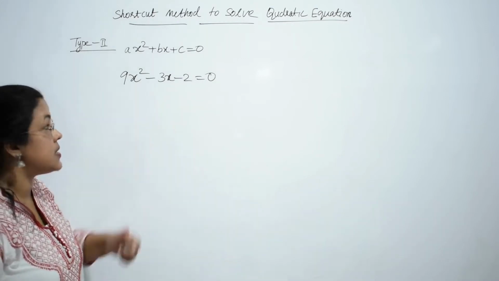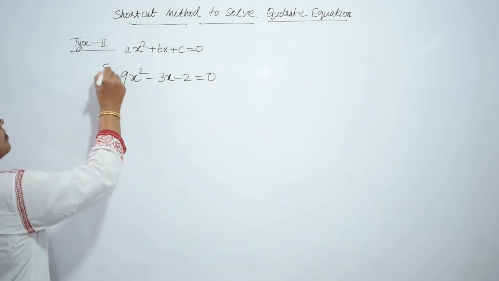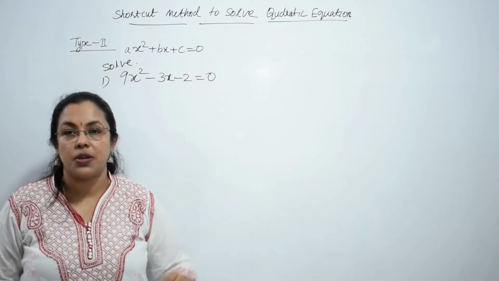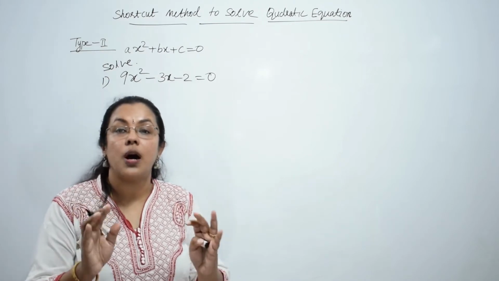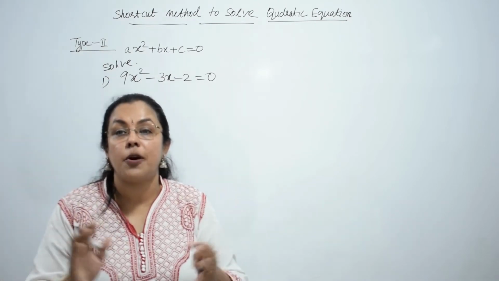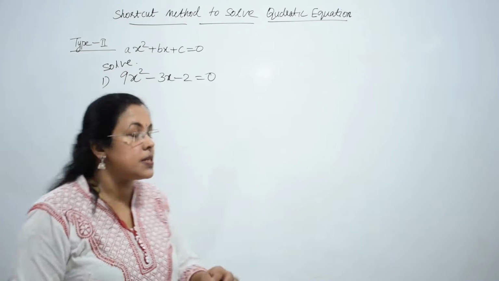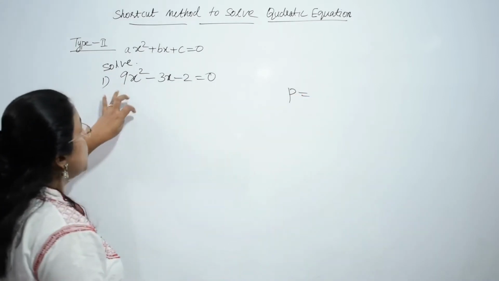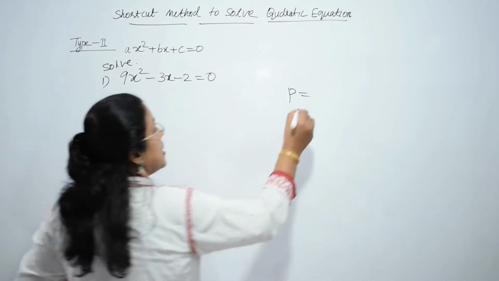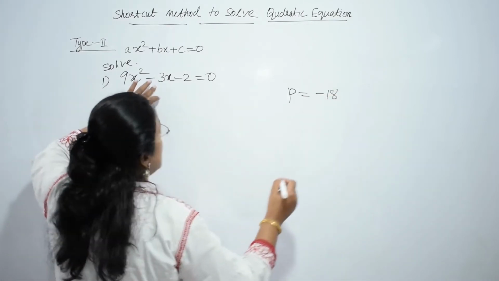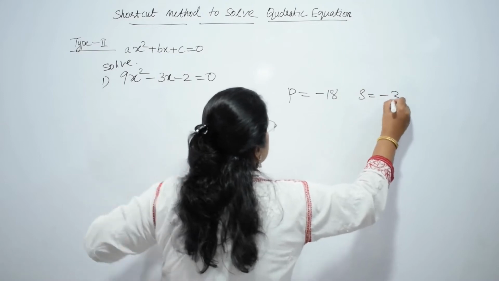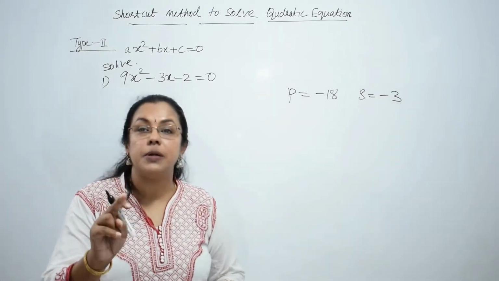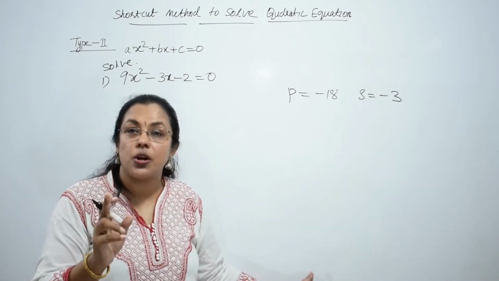Now look at this question. 9x square minus 3x minus 2 is equal to 0. We have to solve this equation. I hope all of you know how to solve this using splitting up of middle terms. What is the first step? We have to find out two numbers whose product is 9 into minus 2, that is minus 18, and sum is equal to minus 3. I will solve this first using splitting up of middle terms, then using shortcut method.